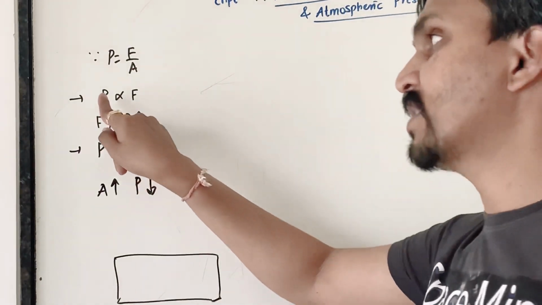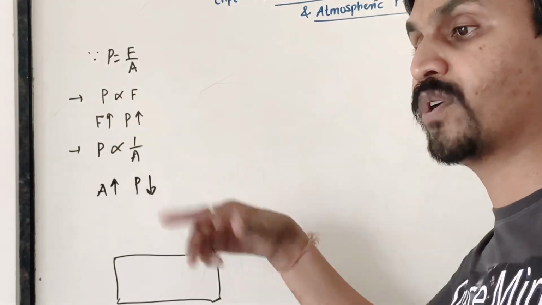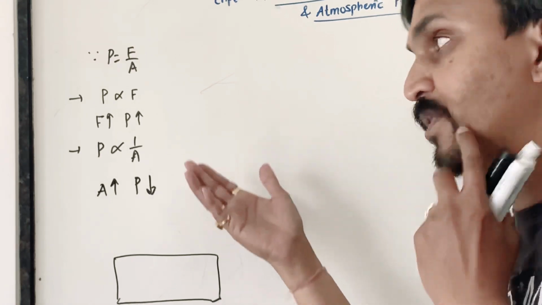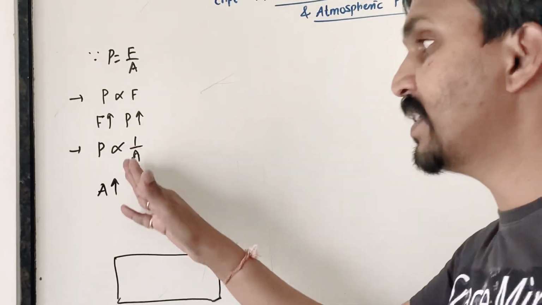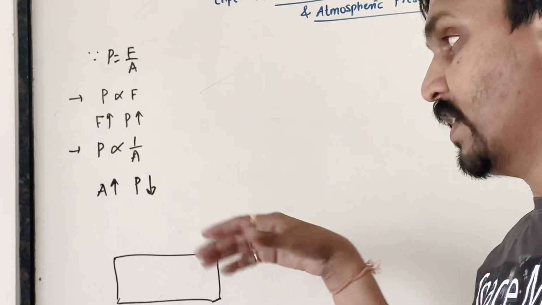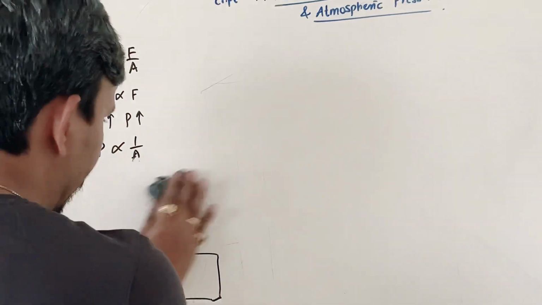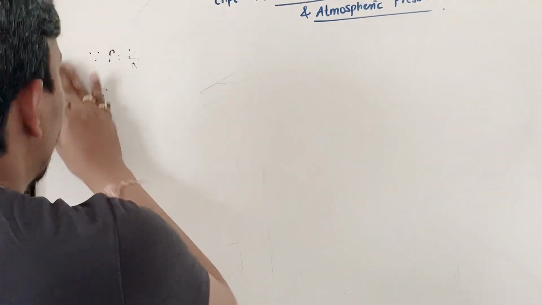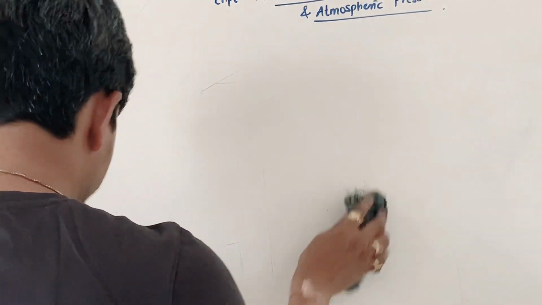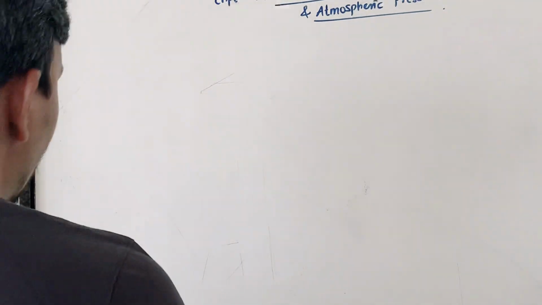Now if you increase the force over here, pressure will also increase. And if you decrease area, pressure will increase. Now we'll go with the next part, that is the expression for pressure due to liquid column.